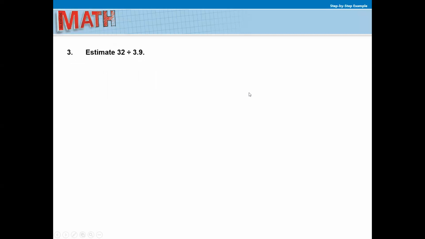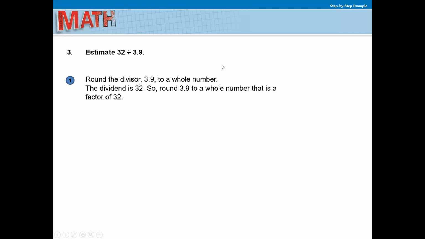Number 3, estimate 32 divided by 3 9/10. Round the divisor, 3 9/10, to a whole number. So 32, our dividend, is already a whole number. We're going to look for something that is 32 friendly. We're going to round our divisor to a number that's going to help us with mental math. The dividend is 32, so round 3 9/10 to a whole number that is a factor of 32.